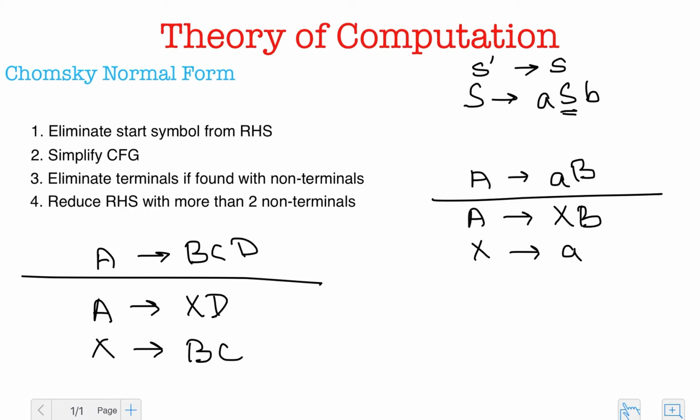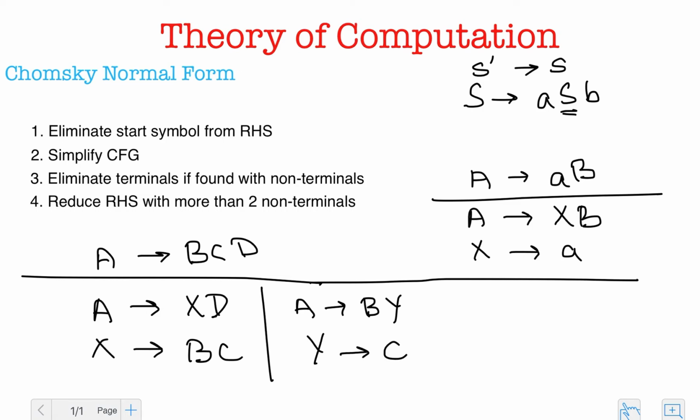And as I mentioned earlier, there can be multiple CNFs for the same context-free grammar. An example is, let's say, here I could have also done something like A goes to BY and then say Y goes to CD. This is perfectly valid. So there can be multiple Chomsky normal forms of the same grammar, but these are the 4 steps that we should follow to get any context-free grammar to the Chomsky normal form.